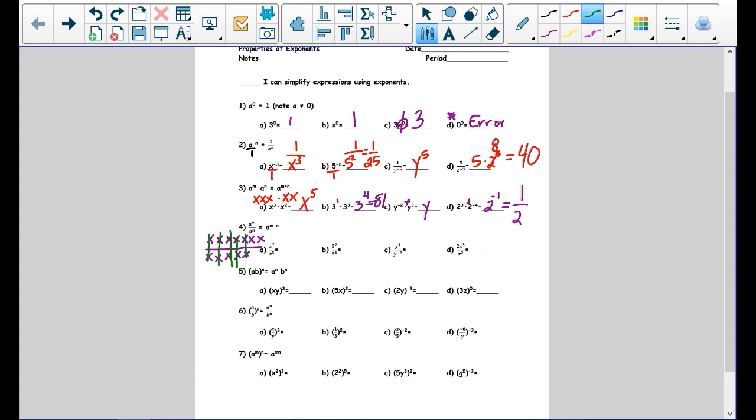So the 5 on the bottom match up with the 5 on top. Those all become 1. And what's left over? 2 x's. So x squared. So again, as a shortcut, we just subtract those exponents: top number minus the bottom number. Okay, so 7 minus 5, 2.